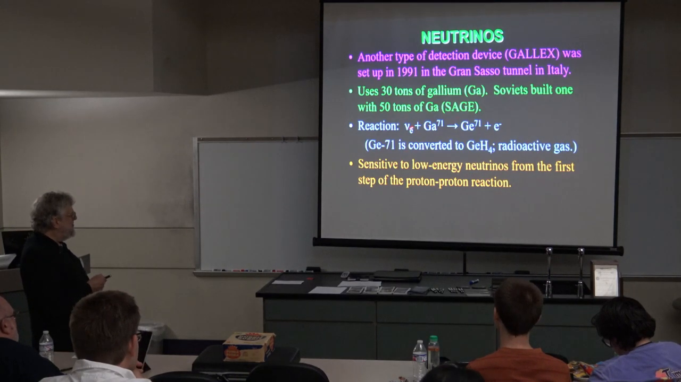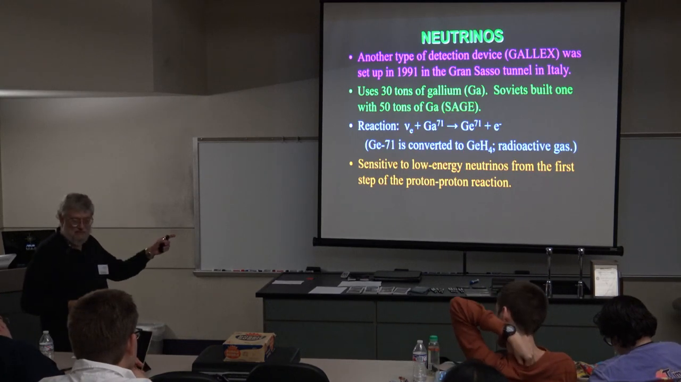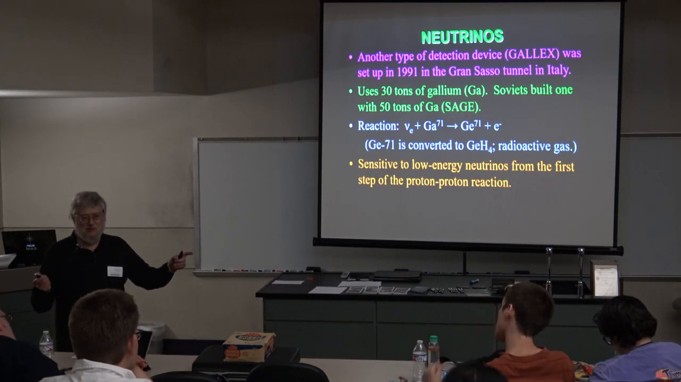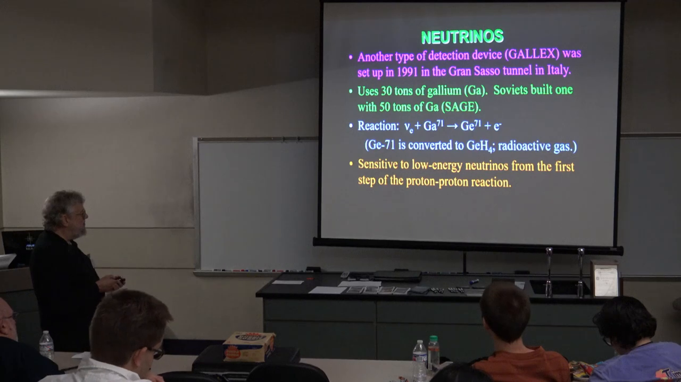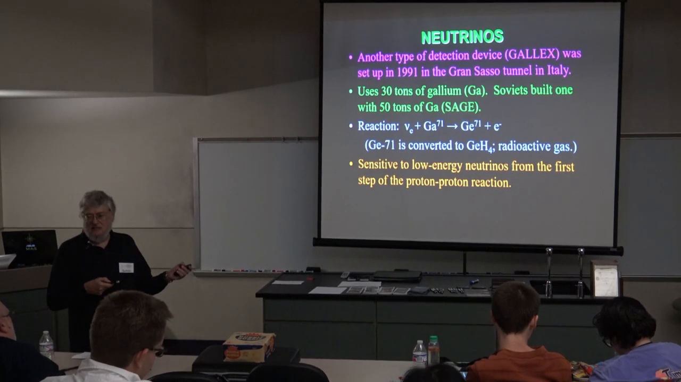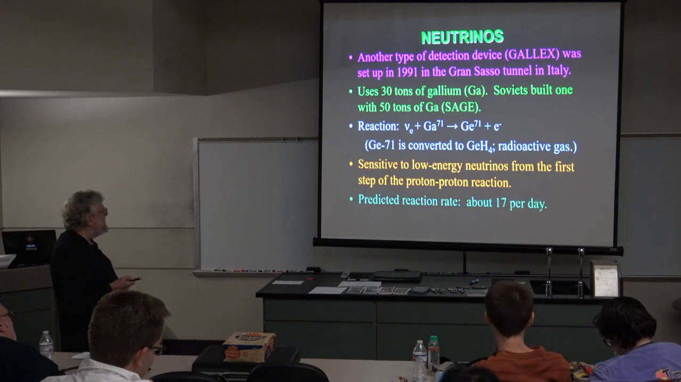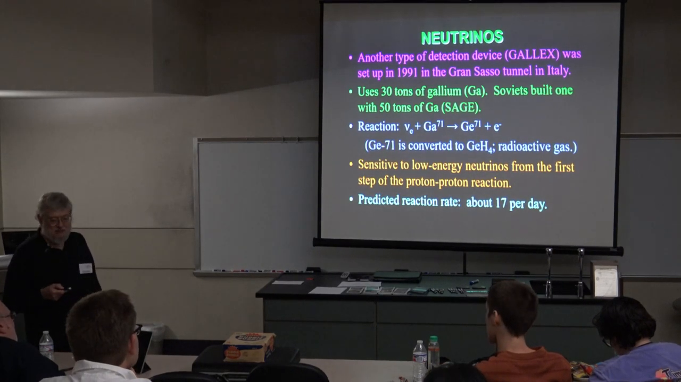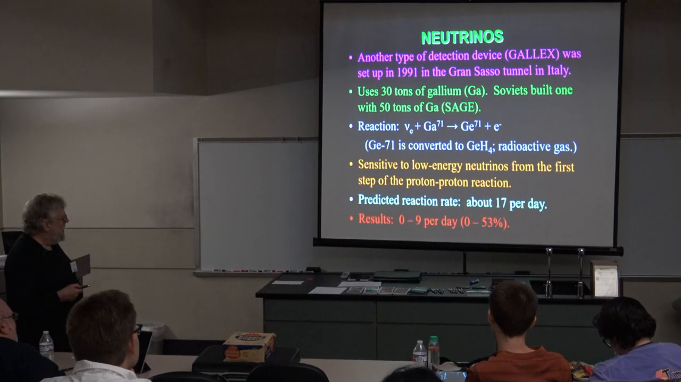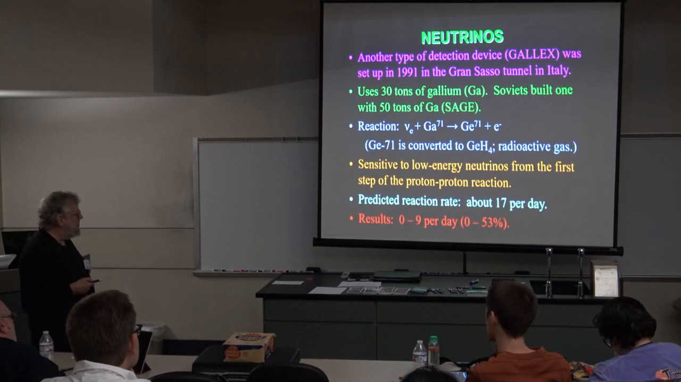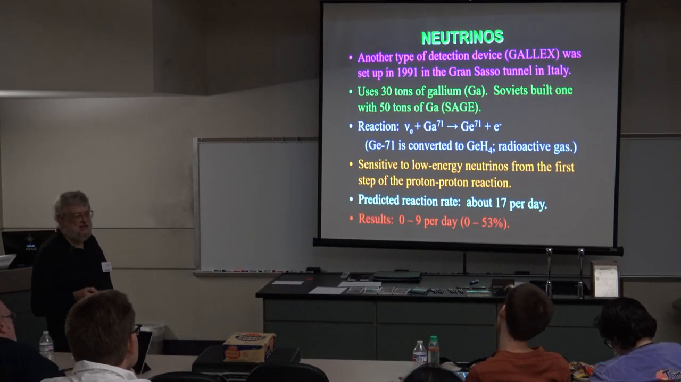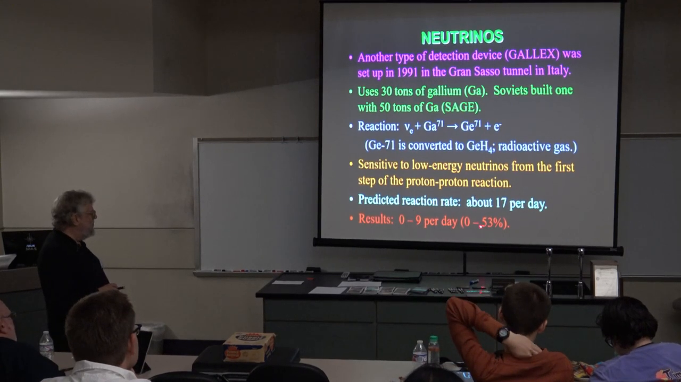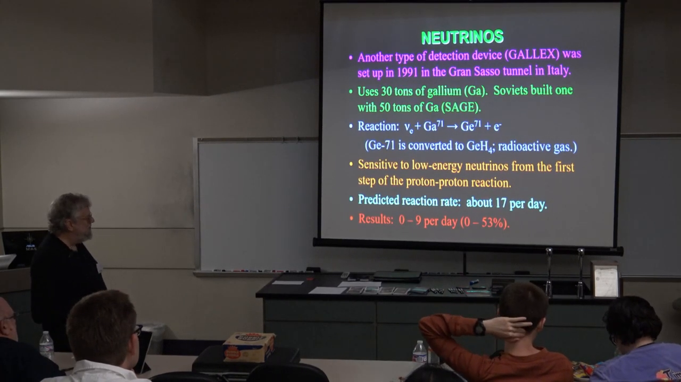And this particular reaction is sensitive to the low energy neutrinos from, remember, the first step of the proton-proton reaction that produces a neutrino, and I said it was a little lower energy than the last step. Well, it's sensitive enough to pick it up. So they were hoping that this would clear up the problem. So they predicted about 17 per day in this gallium experiment. This varied all over the place, anywhere between 0 to 9, but never anywhere near 17. So the problem was there, but even more uncertain because of the range of those results.